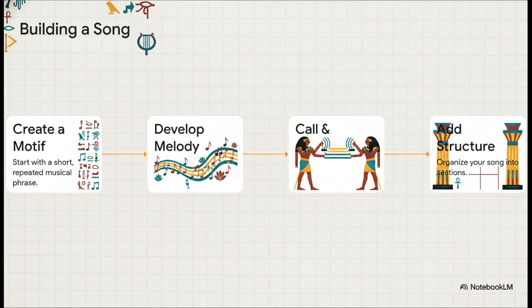So now we've got a really clear process. You start small with a little idea, your motif. Then you grow it into a full melody. You can spice it up using some call and response, and finally, you organize the whole thing into a logical structure. And that's it. That's composing in a nutshell.